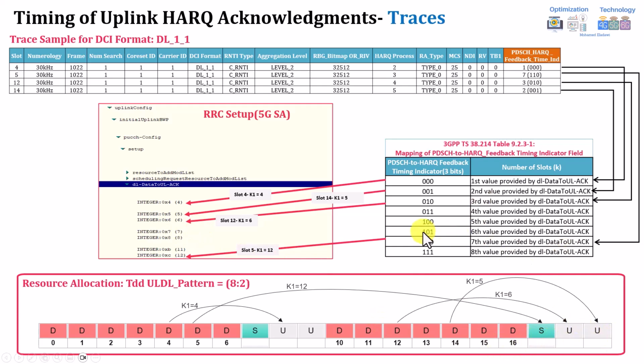Maybe it looks complicated, and maybe you don't need all this information, but what you need to know is that from the RRC message, you will know the minimum time to send the feedback. In this particular case, with a 30 kilohertz subcarrier spacing, the minimum time to send the feedback is 2 milliseconds, right? 4 multiplied by 0.5, 2 milliseconds. And the maximum time is 6 milliseconds.